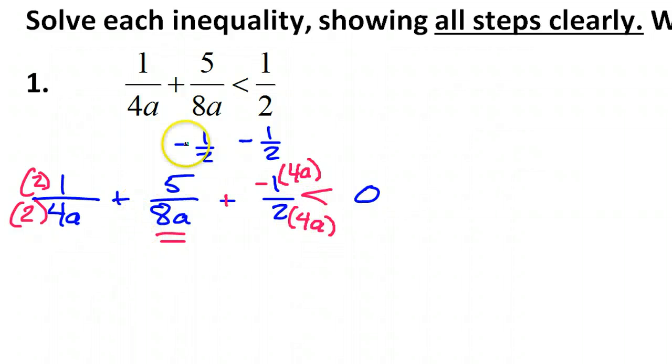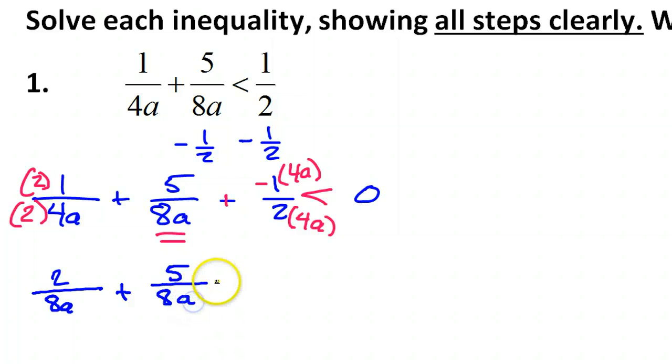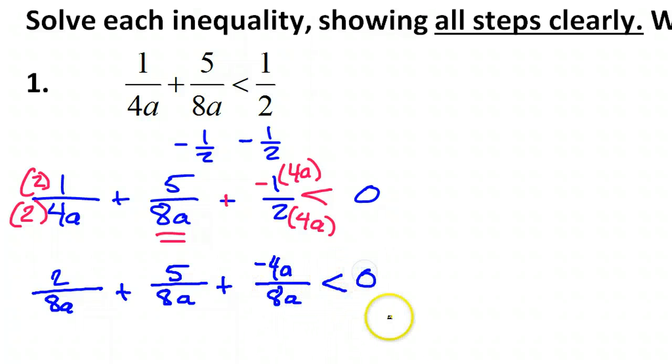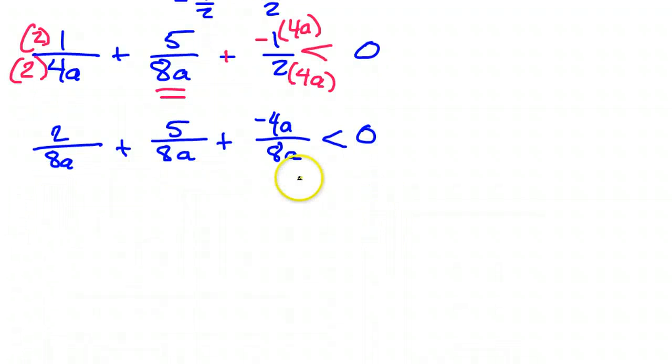So what I have now is 2 over 8a plus 5 over 8a plus negative 4a. I'm going ahead and multiplying those together. So negative 4a over 8a is less than 0. Now that everything has a like denominator, I can add all of these fractions into 1. So if I do that, it's going to look like this.